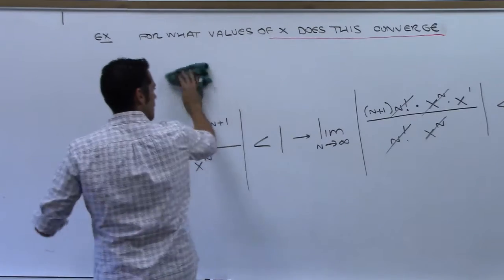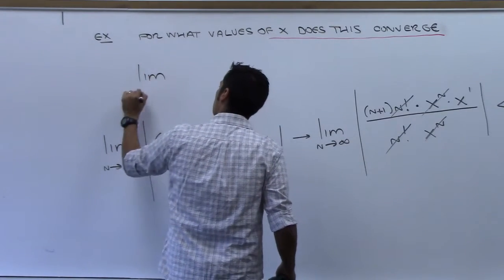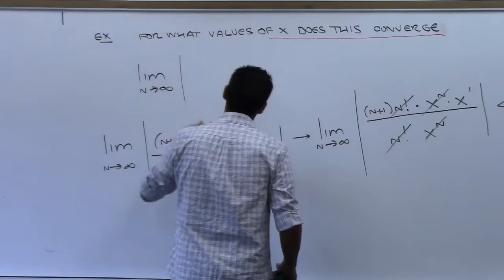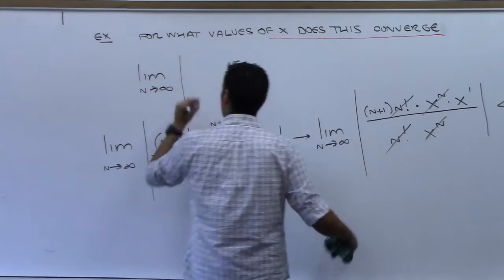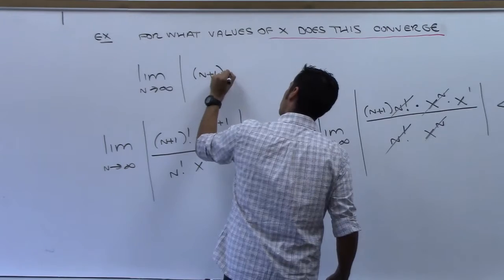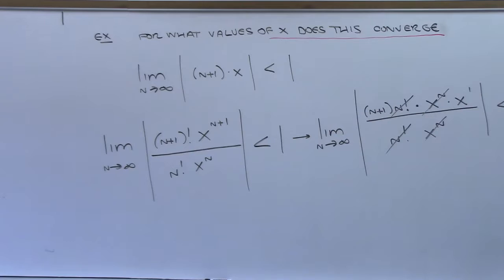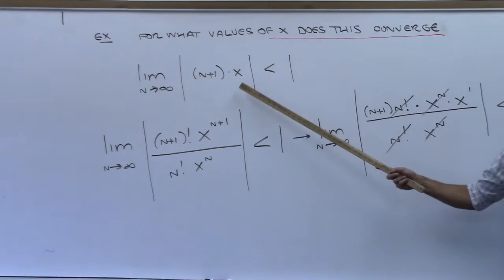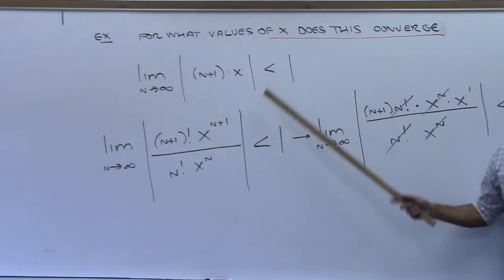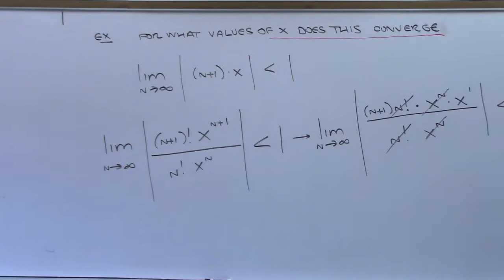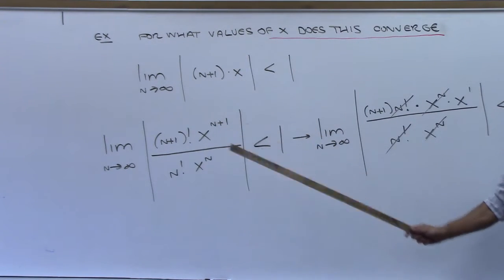Would you distribute it? I'm left with the limit as n goes to infinity of n plus 1 times x. I need that to be less than 1. For what values of x does this converge turns into me asking you the question, for what values of x does this stay less than 1? What do you think? If I plug 1 in here, you're saying 1 divided by it.